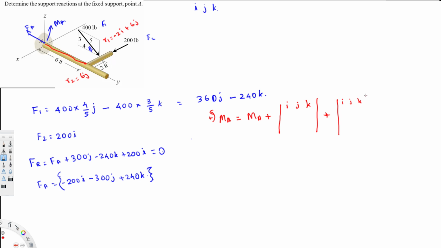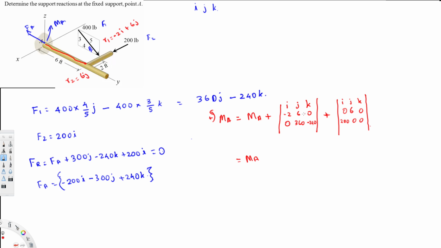So ijk right here. Then first I write the r. In this case, we have r1, that's minus 2i and 6j. So it's going to be minus 2, 6, and this is going to be 0. And for r1 we have the f1 force, which is 360j and minus 240k, and we have 0i. And the next one we have 6j. So 6j is going to be here, and the others are going to be 0. And also we have a force that's 200i, so it's going to be 200 right here, others are going to be 0. So now let's do the cross multiplication.